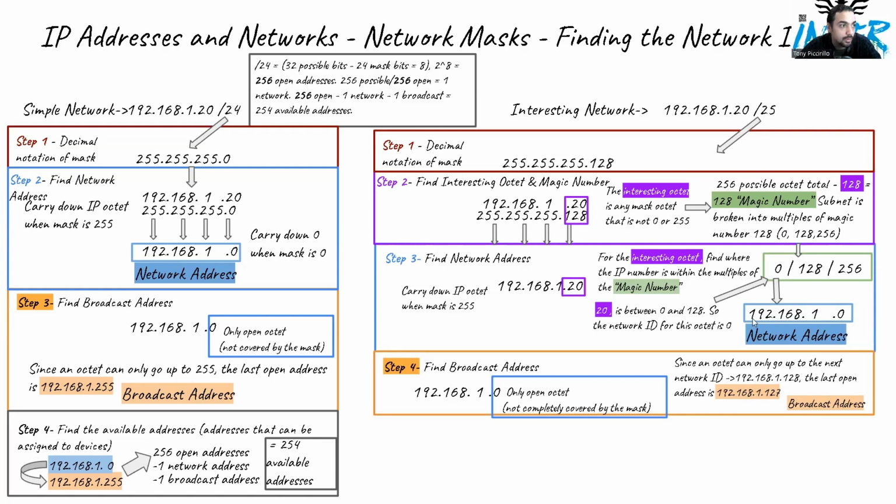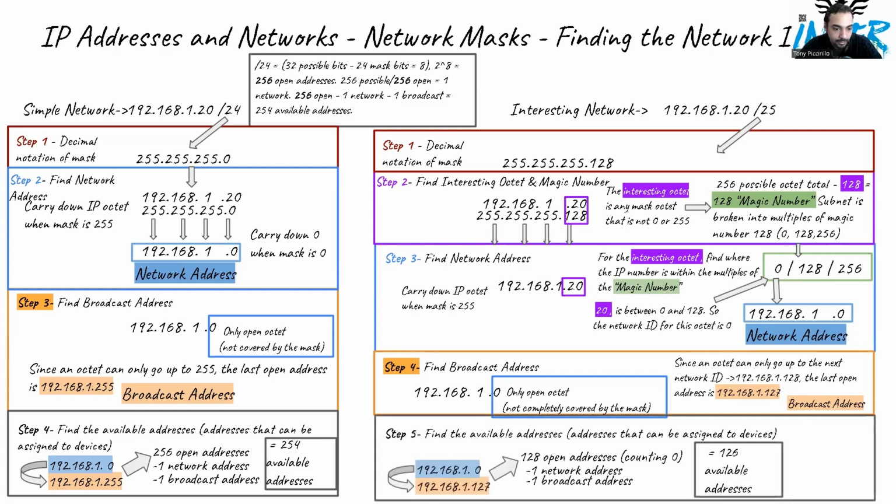For the subnet 192.168.1.0/25, the broadcast address is 192.168.1.127, because 192.168.1.128 is the next network. So that has to be assigned to that network address.